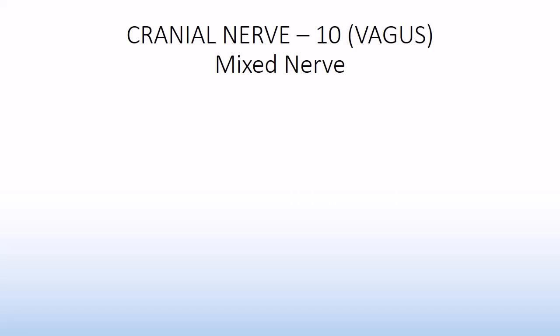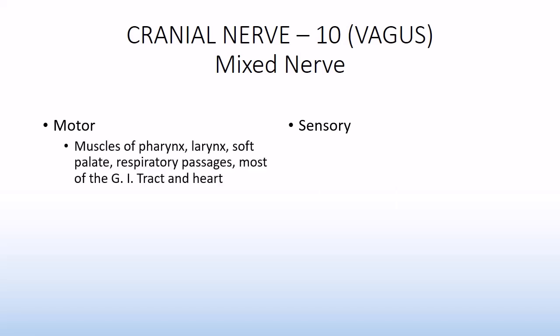Okay, the next one is 10th cranial nerve, that is vagus nerve, which is originated from the medulla oblongata. Now this nerve is also a mixed nerve, means it contains motor fibers as well as sensory. Now the motor components will supply most of the structures basically in the neck, thorax and abdomen. It supplies various muscles which are present in pharynx, larynx, soft palate, respiratory passages, most of the GI tract and heart. So most of the structures of neck, thorax and abdomen.